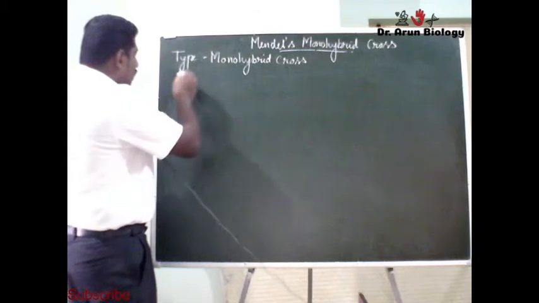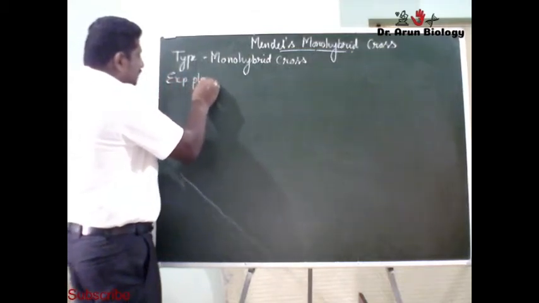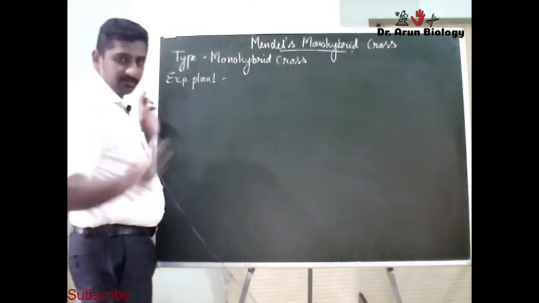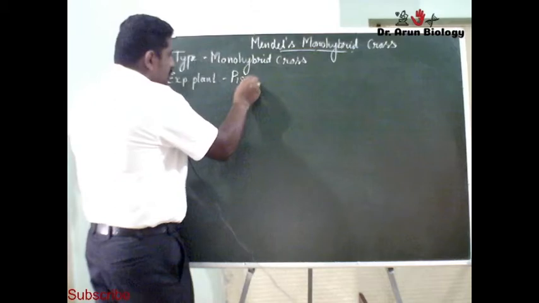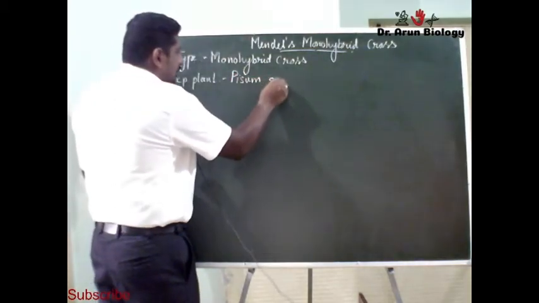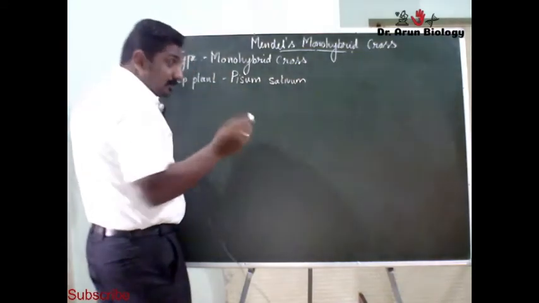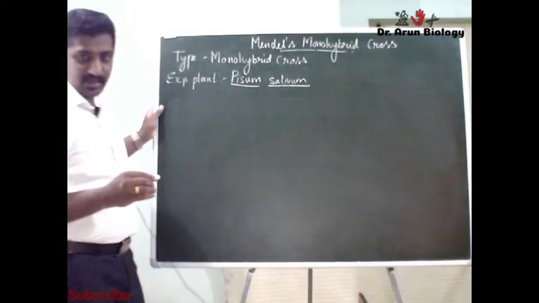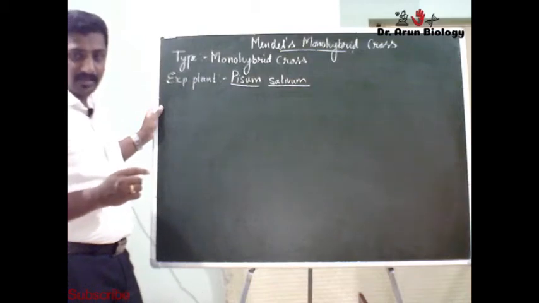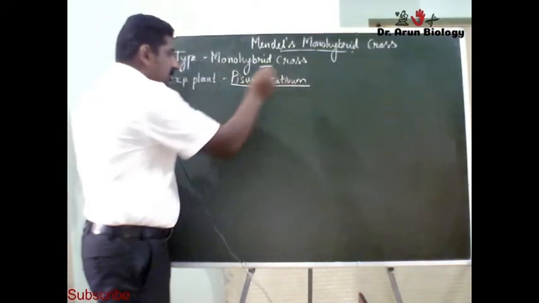Now here, what is the experimental plant that they have taken for the purpose? The name of the plant is, very good, Pisum sativum, and half a mark will be reduced if genus and species are not underlined. The name of the experimental plant is Pisum sativum.